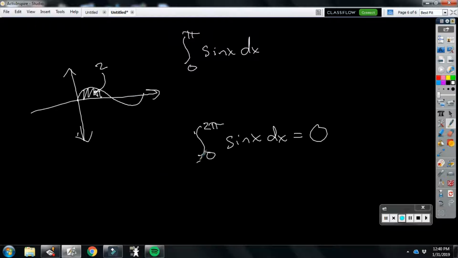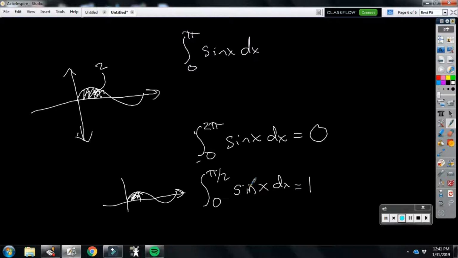Okay, if I had you find the integral from 0 to pi over 2, pi over 2 would just be halfway here. Take a guess at what you think that would be. Well, it's half of this, so instead of 2, it's 1.